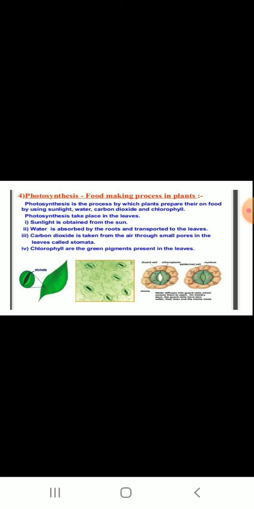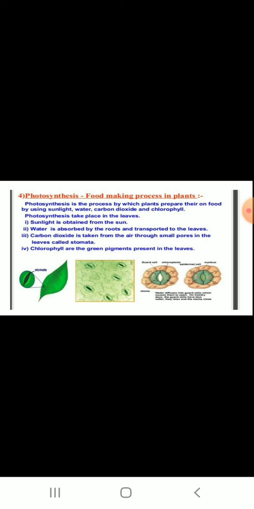Water is going to be absorbed by the roots and then it is transported to the leaves by a process called transpiration pull. What happens is, from the bottom of the soil, that is the root system of the plant body, water is sucked and translocated to the different parts of the body with the help of transpiration pull. So that is how the water is being translocated.